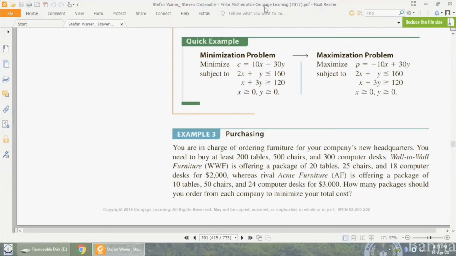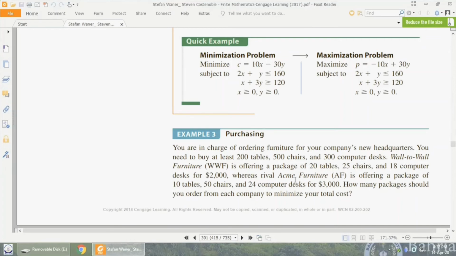So see, now the question before us is that you are in charge of ordering furniture. Like I gave you an example, we have to purchase some asset or some kind of stationery or administrative items for administrative functions and normal operations of the business. We have tables, chairs, and computer desks. Wall-to-wall furniture, so this is WWF, and it's not World Wrestling. It's just basically wall-to-wall furniture.